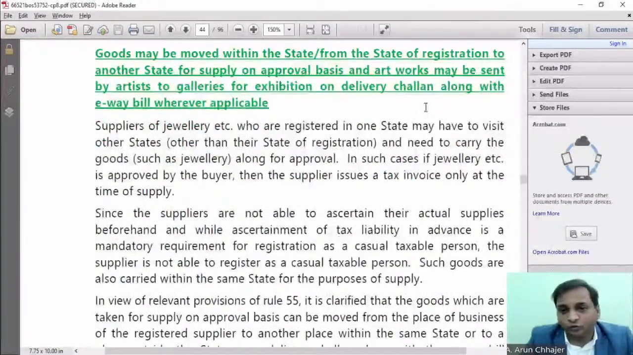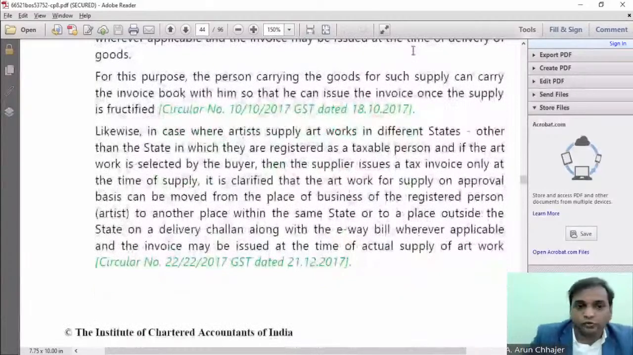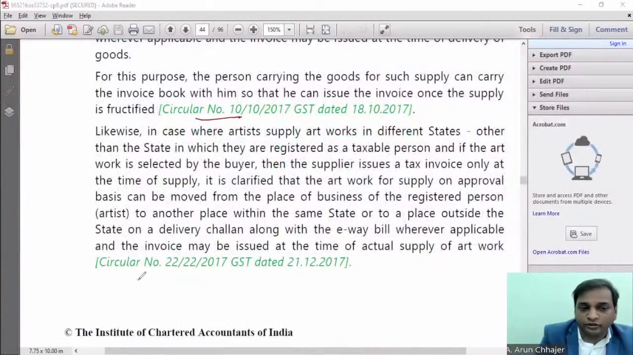Yes, there was a circular, and probably this will help you. Rakesh, I think you asked the question initially that if we do not issue the invoice, will there be any problem, penalty, etc.? The answer is that the government has issued 2 circulars, circular 10 and circular 22. Both are almost the same, so you can read any single one.